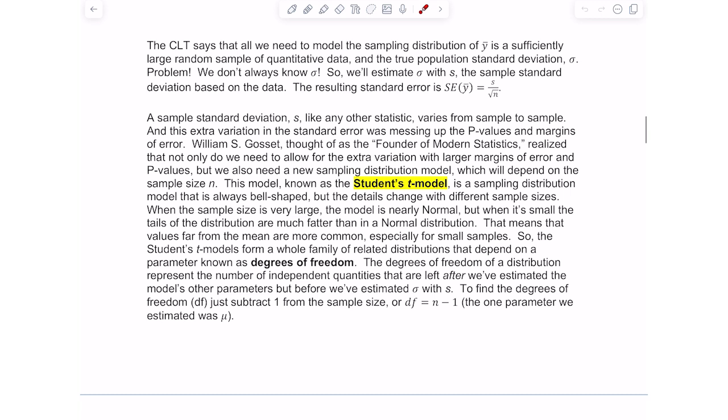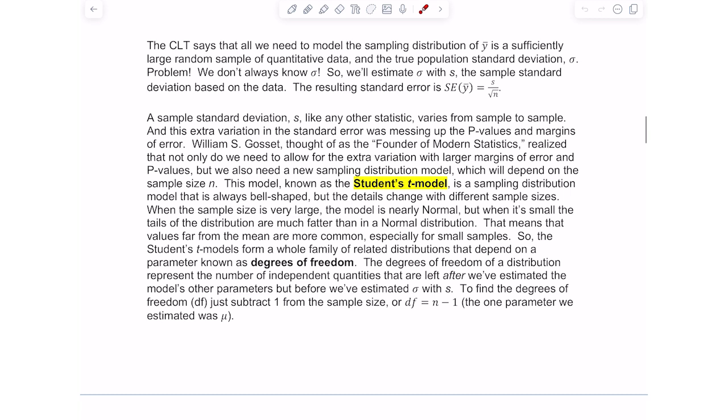So a statistician named William Gossett, who is actually thought of as the founder of modern statistics, realized that not only do we need to allow for the extra variation with larger margins of error and p-values, we also need a new sampling distribution model. And it depends on the sample size. So this model became known as the student's t-model. If you want to read about why he called it that, you can read the textbook, chapter 22. It goes into a little detail about how he had to publish all of this anonymously.